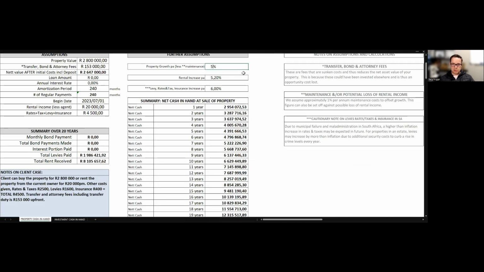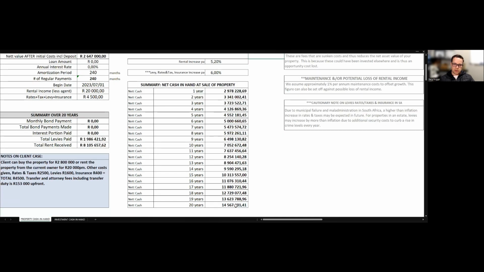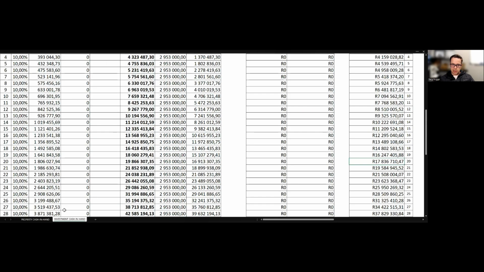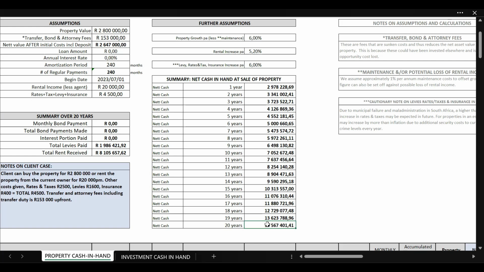If the property grows at 6%, which is quite optimistic, then you will have 14.5 million in your pocket versus 17 million. Now, this 17 million already calculates taxes on the investment if you withdraw it. Something you have to consider when you have a rental property is that you're not going to get the 2 million capital gains tax allowance on the gain of the property price. So you're going to pay tax on the gain.